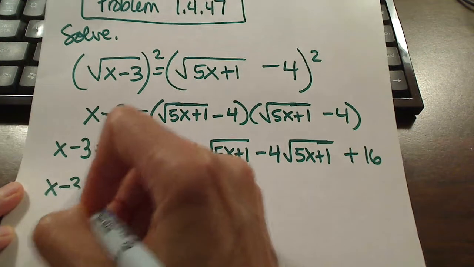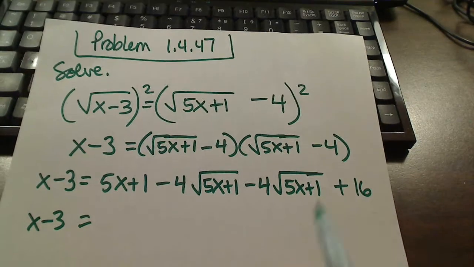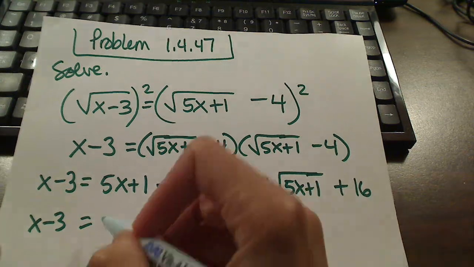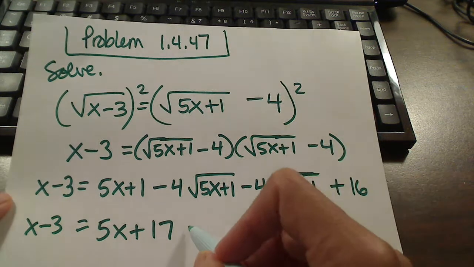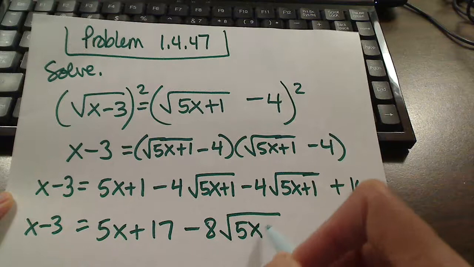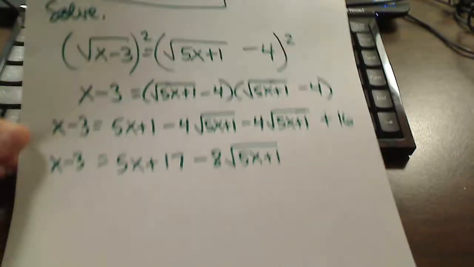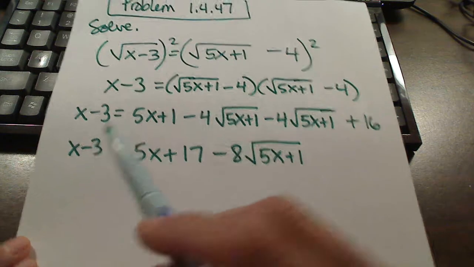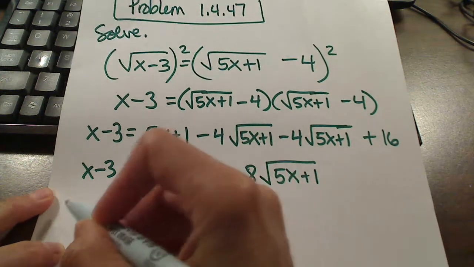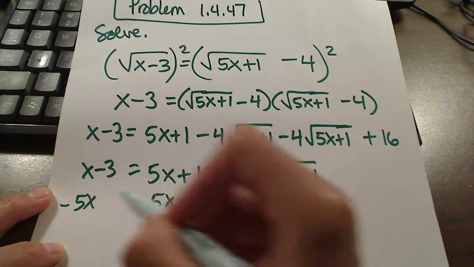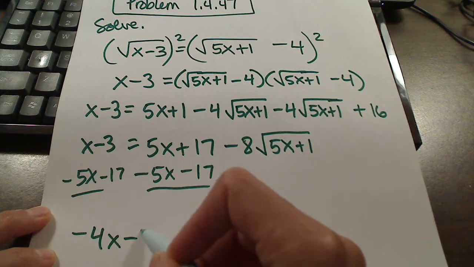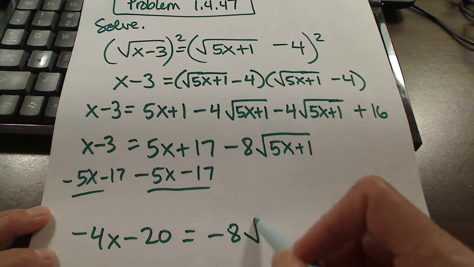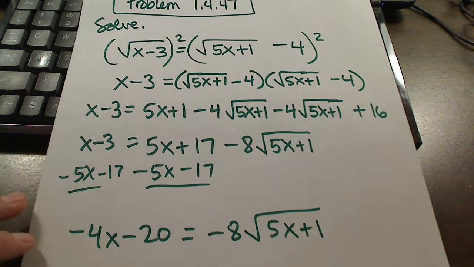All right, so this is x minus 3 equal to, so I'm collecting the 1 with the 16, so we're going to have 5x plus 17. And then these two are like terms right here, so this is minus 8 times the square root of 5x plus 1. Okay, now I want to go ahead and move the 5x and the 17 over. So I'm going to subtract 5x and subtract the 17 from both sides. And so we're looking at negative 4x minus 20 equal to negative 8 times the radical 5x plus 1.